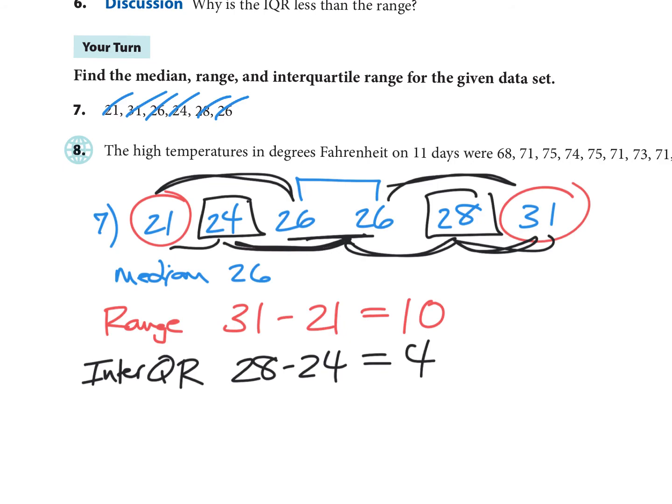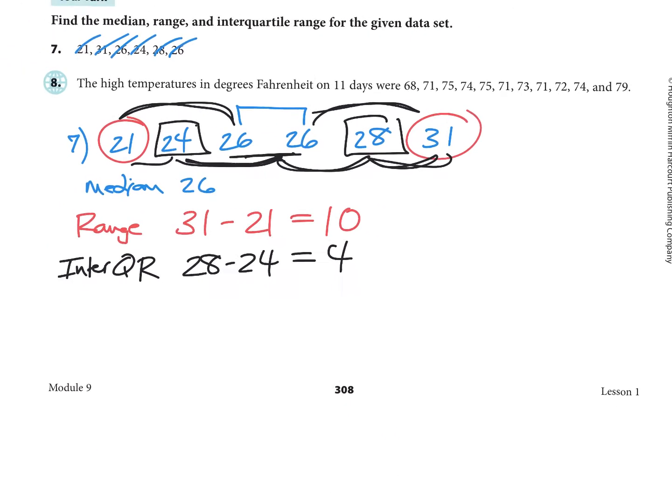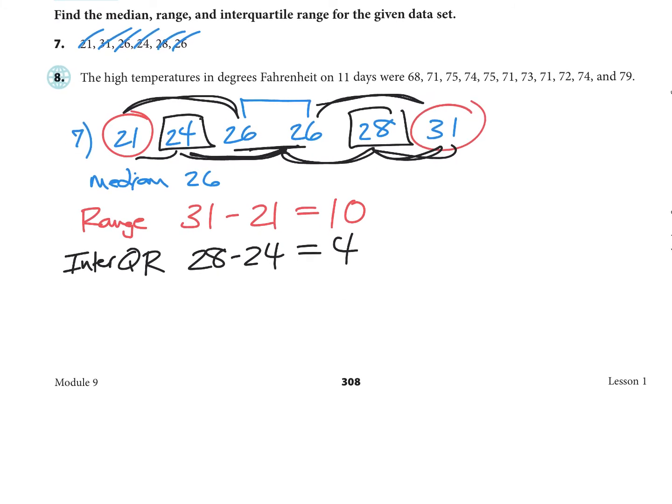Now, if we do problem number 8, it's a little different. Okay, I'm going to have to shrink it a little bit here. We have more numbers. Again, we've got to list them in order. That's kind of the pain here, is listing them in order. I'm going to go green here for this one.